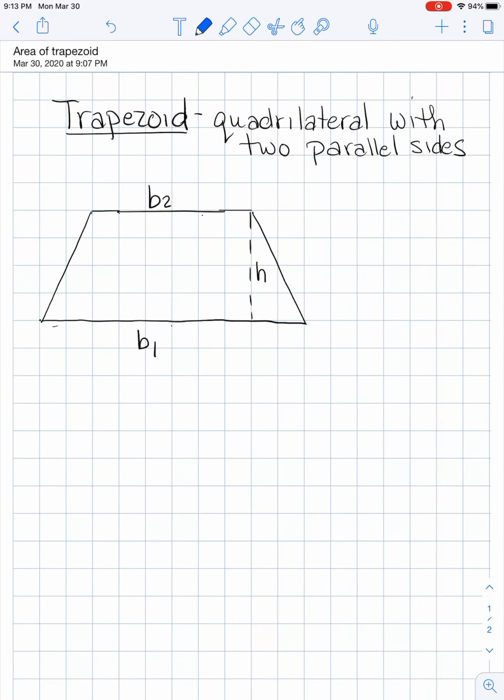Today we're going to talk about area of a trapezoid. A trapezoid is a special type of quadrilateral. A trapezoid only has two parallel sides. Usually, if we talk about a parallelogram, both pairs of opposite sides are parallel. But as you can see in a trapezoid, we have only one pair that is parallel.